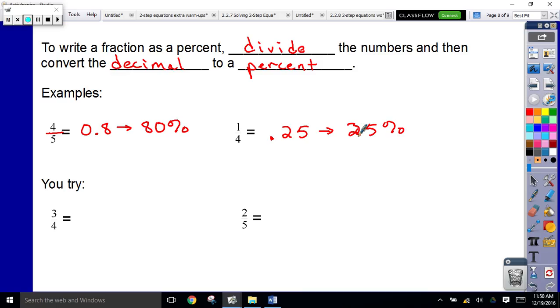Okay, go ahead, Emma. 0.75. Good, this becomes 0.75, and what percent is that? Good. Okay, and the last one, 2/5. Taylor, try that one. Point 4, there we go. Okay, and what percent is that? 4%. No, careful, it's not going to be 4%. We need to move the decimal over 2. Good, 40%.